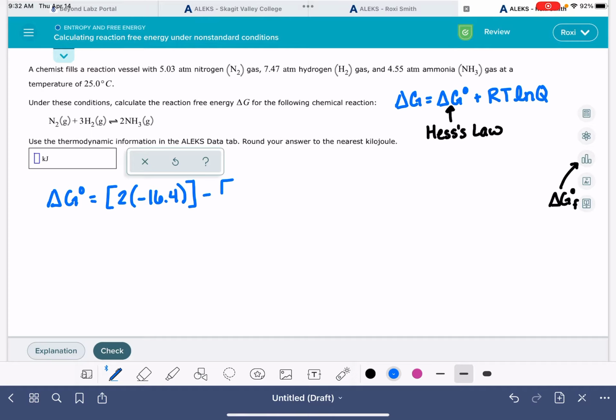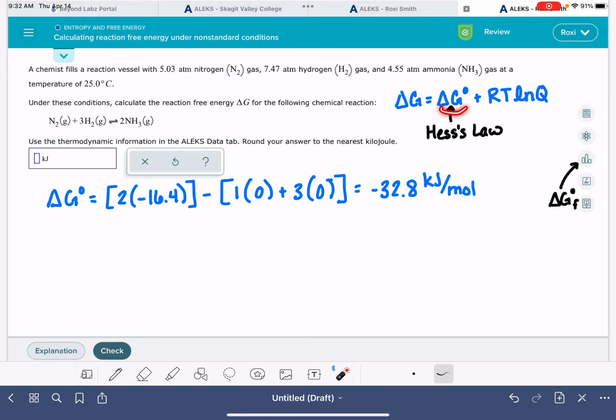So there's my products, and then from that, I'm going to subtract my reactants. I have one N2 gas, and so I'm going to look for the delta G value for N2 gas. It's 0. And then my other reactant is H2 gas. There are 3 of them, and I'm going to look for the value for H2 gas. That one is also 0. So that makes this a pretty straightforward calculation. And for this, I'm going to use the calculator because I don't want to mess this up. I have 2 times -16.4, which is -32.8. And remember, the units on this are kilojoules per mole. There. So that takes care of this part.